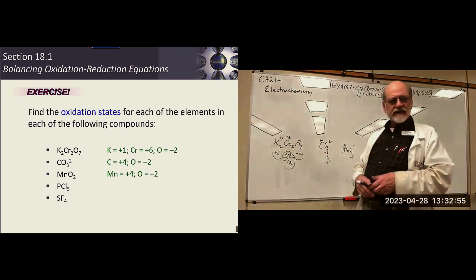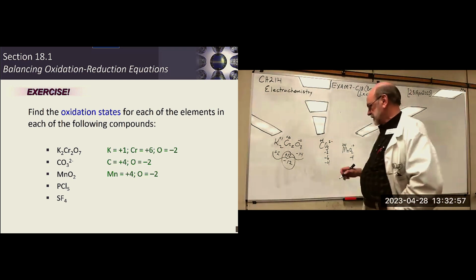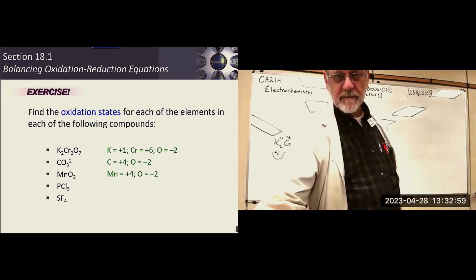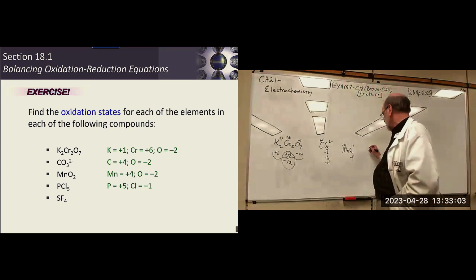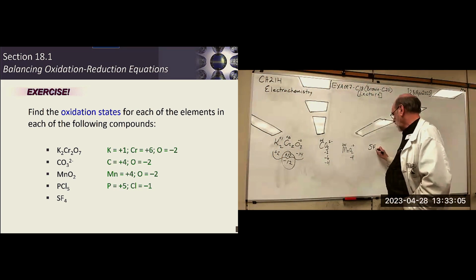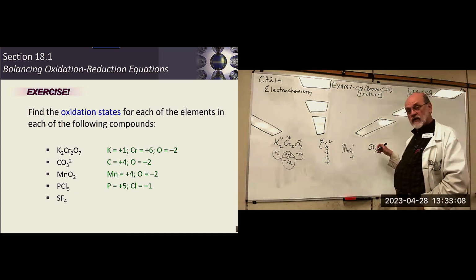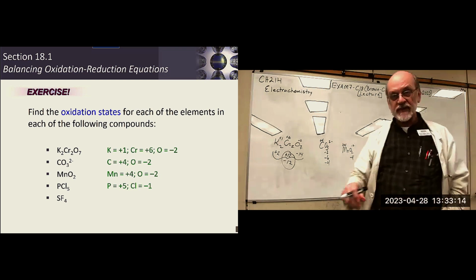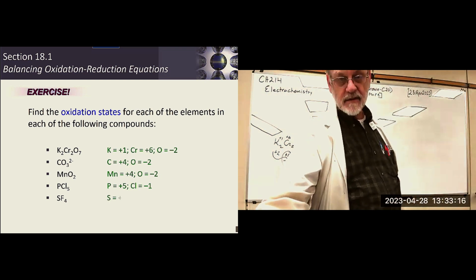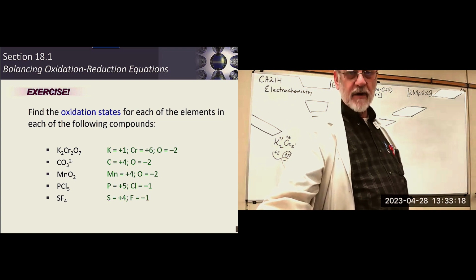Okay. We did PCl5 already, so I'm not going to do that one again. SF4. Right? We said fluorines are always -1. So that's a -4. This one has to be a +4. Sulfur must be +4 to balance. There we go.